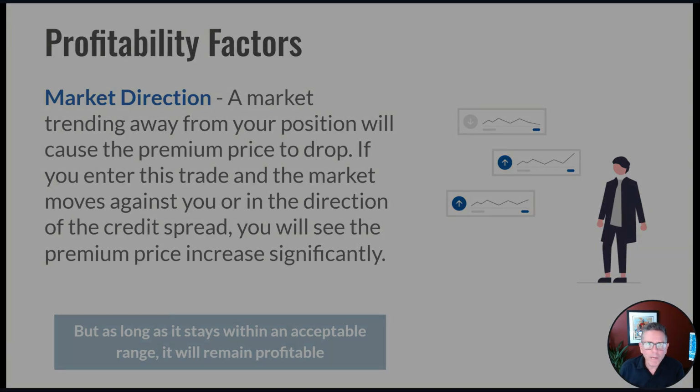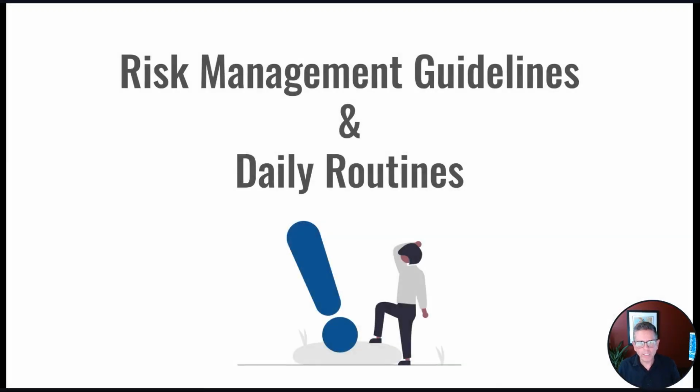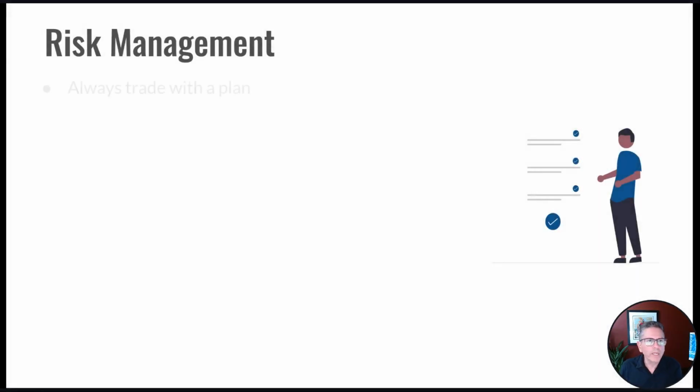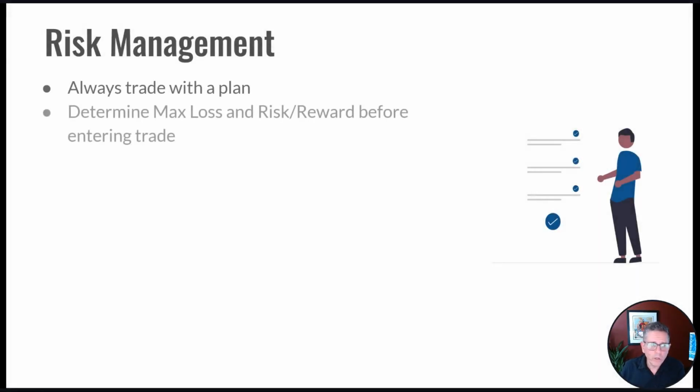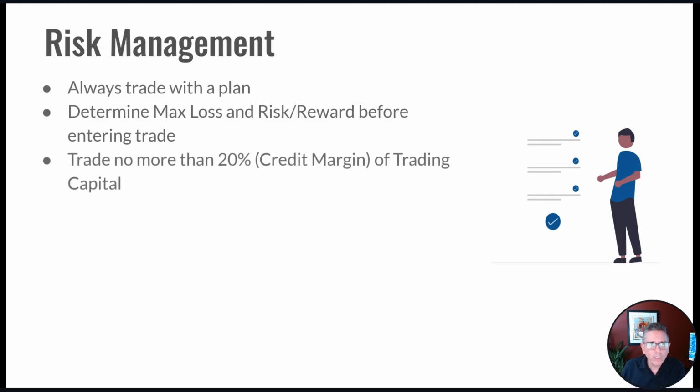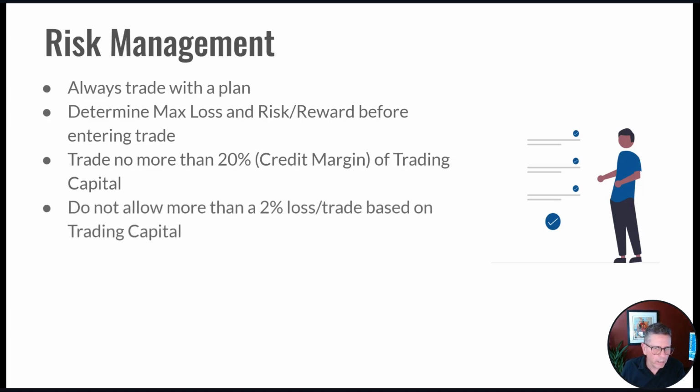Okay, so let's talk about risk management guidelines and daily routines that I follow. I always trade with a plan. Number 1, determine where the max loss and max reward is for entering a trade. Trade no more than 20% of your trading capital. The reason for that is because with credit spreads, sometimes you need to widen spreads and adjust trades, and so you need that cushion to be able to manage these trades. Adjusting trades for credit spreads is one of the most important things you can do.